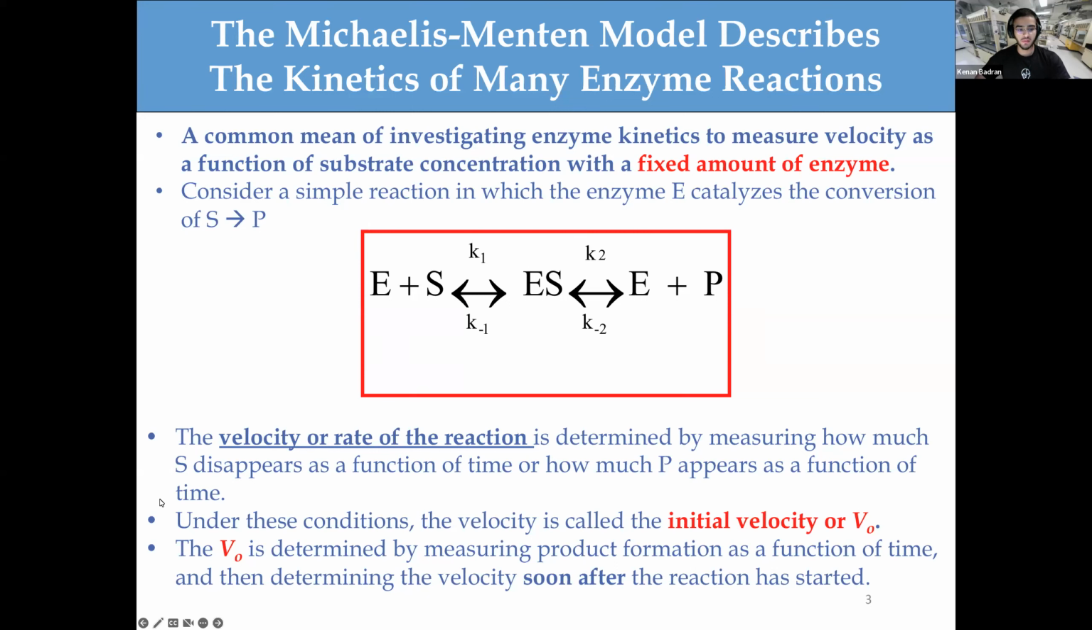And one of these properties is the velocity, or the rate of the reaction. And as it says here, the velocity or the rate of the reaction is determined by measuring how much substrate disappears as a function of time, or how much P appears as a function of time. In other words, how fast or slow is the substrate being used up, or product being made, by the activity of the enzyme. So the first thing we can calculate is something called initial velocity. This is basically when the enzyme is at its maximum capability of binding and action.